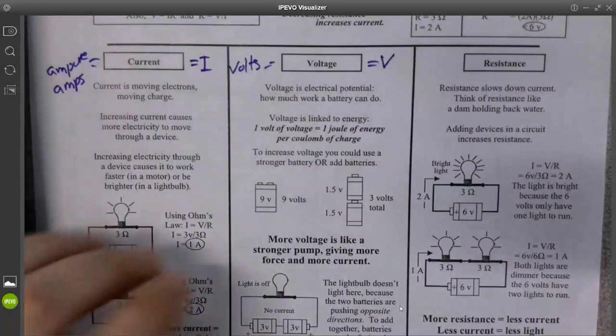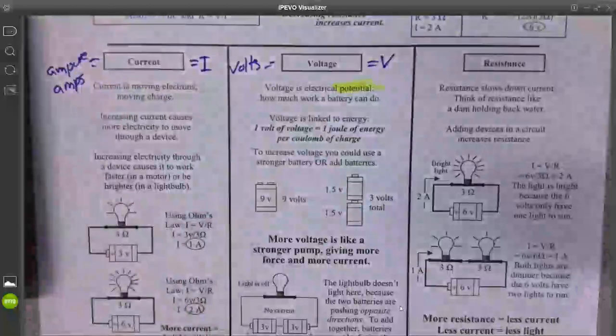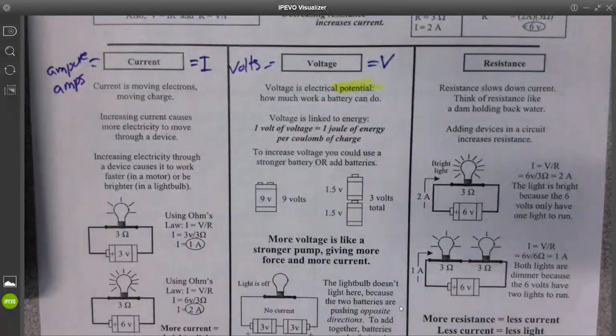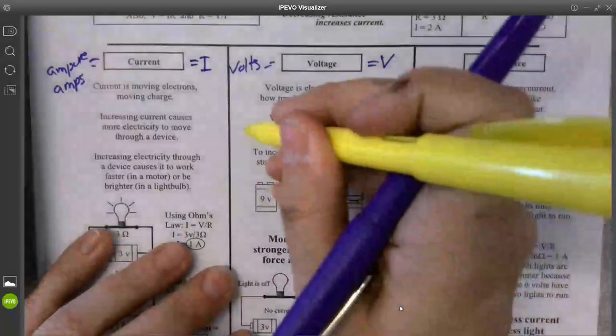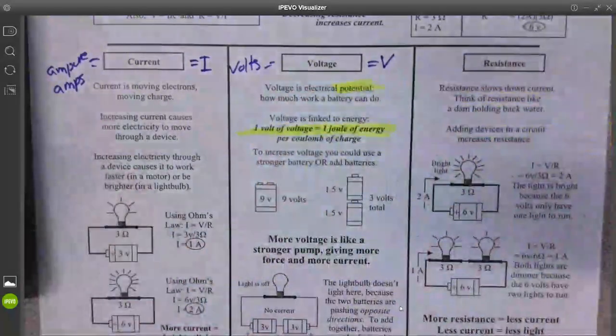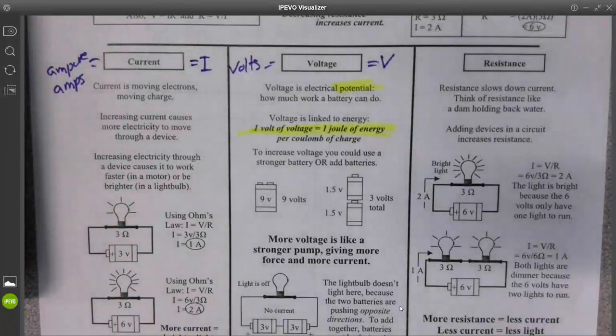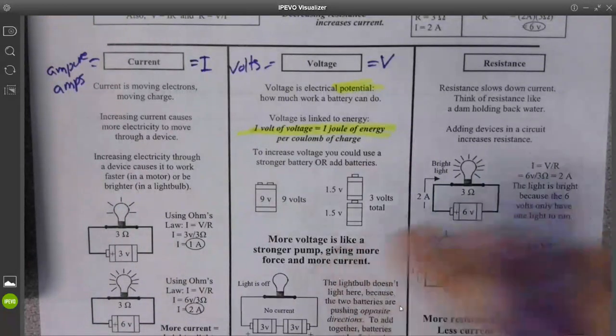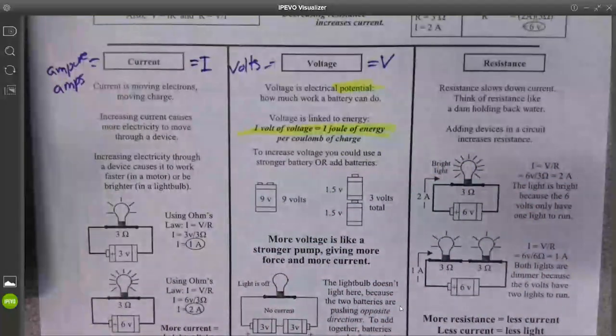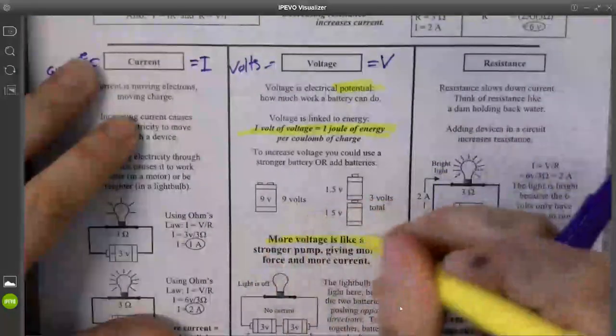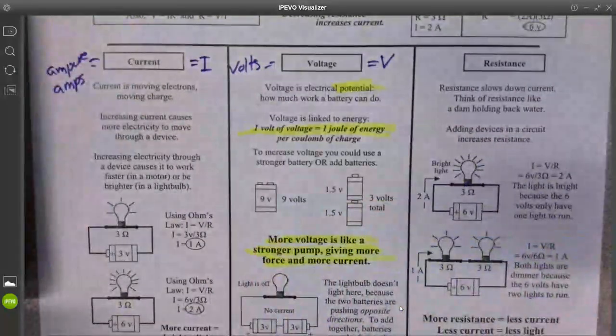Voltage is really just the electrical potential of a system. That's it. It's its potential. So if I give you a 9-volt battery, that means I can give a maximum of 9 volts. Now, voltage is equal to 1 joule of energy. And if you want to get more voltage, then you simply add batteries together. More voltage is basically creating a stronger system or a stronger pump to force something through faster. So if you have more voltage, your current will increase.